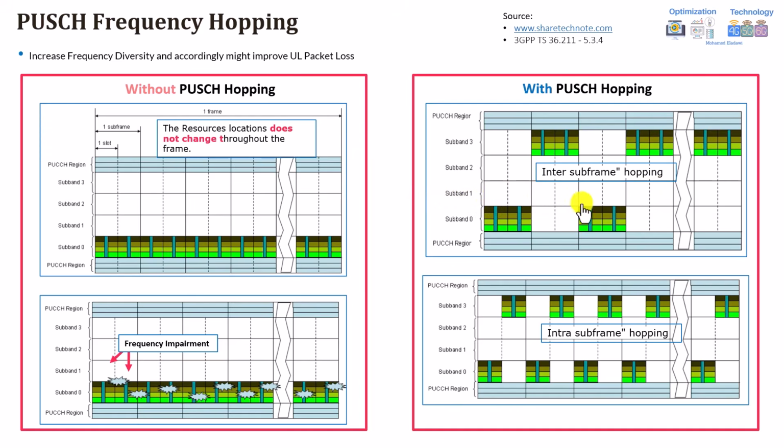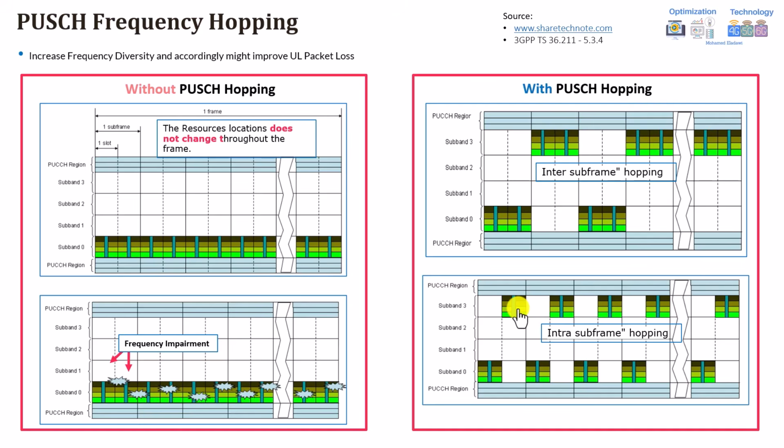This is the main idea. And there are two types of hopping. One is inter-subframe, where the frequency allocation changes each subframe, as you can see. And there is intra-subframe, where, for example, the first slot is here and the second slot is allocated in different resource blocks. And again, the main idea is that this increases the frequency diversity and can be reflected in packet loss.